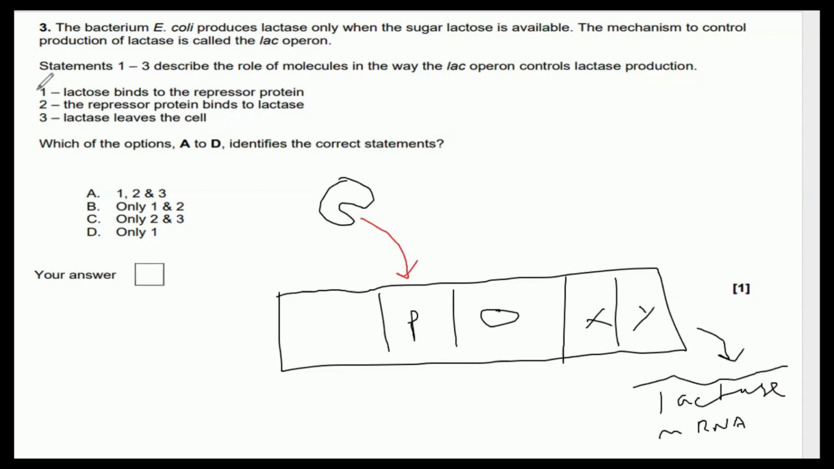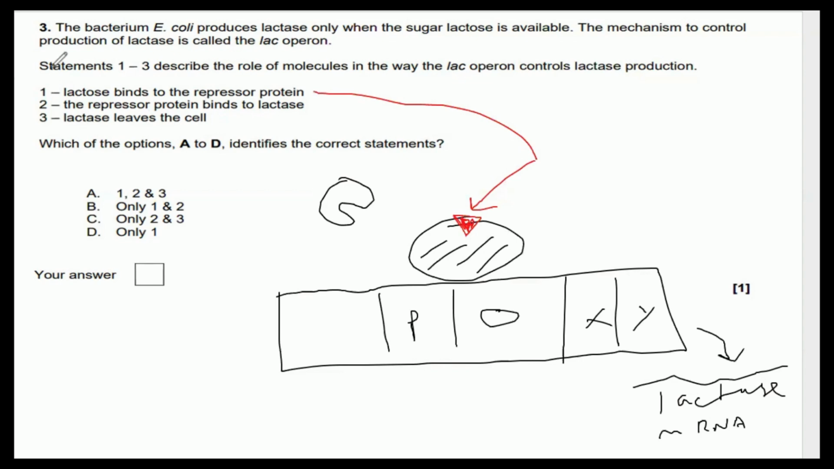Okay, so which of these is correct? Lactose binds to the repressor protein. That's absolutely true. I just showed that. Lactose is this red triangle here. So that does occur. So 1 is definitely in our correct answers. The repressor protein binds to lactase. No, that's incorrect. We can see here, this is our repressor protein, and it doesn't bind to the lactase. The repressor protein binds to the O region, the operator region, which then blocks the promoter.